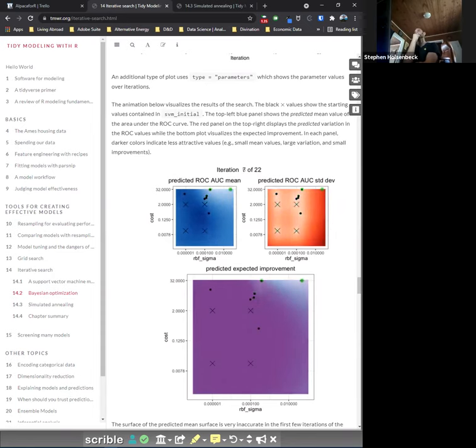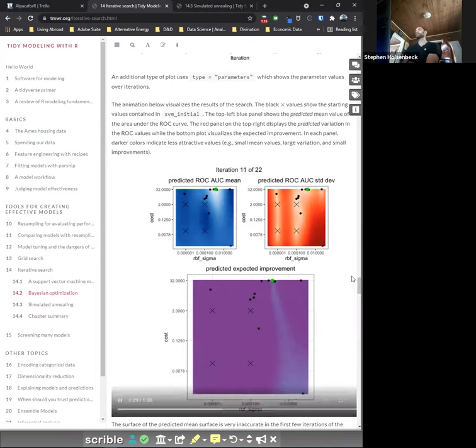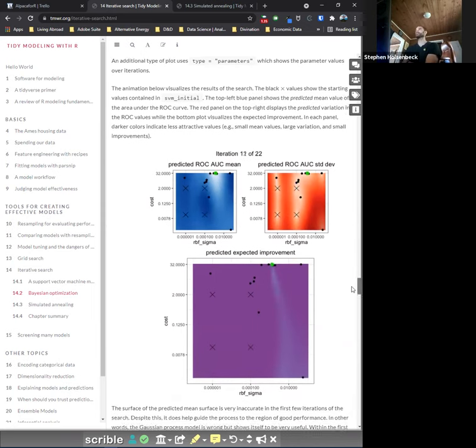into the areas that are unexplored, and it blends in on that. So you can see the migration there.